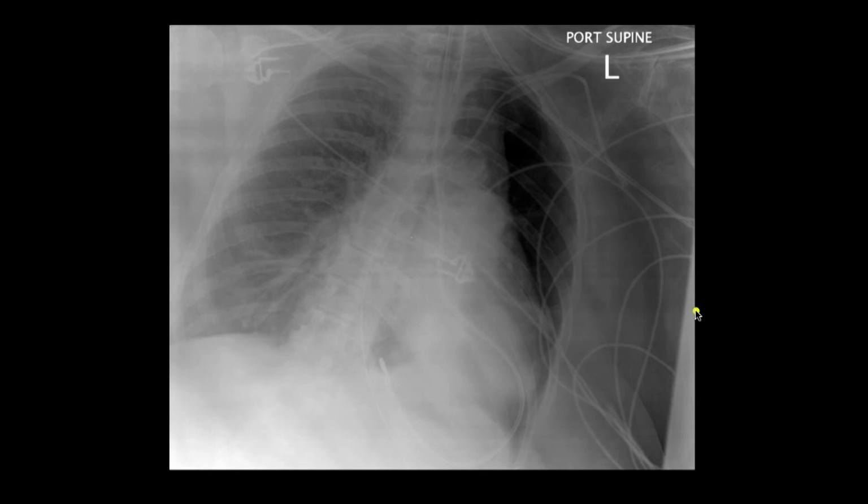In this case, the patient again is intubated, so we can see that the endotracheal tube is in a good position. The patient also has a nasogastric tube, and we would normally expect the nasogastric tube to pass down and be seen in the body of the stomach.